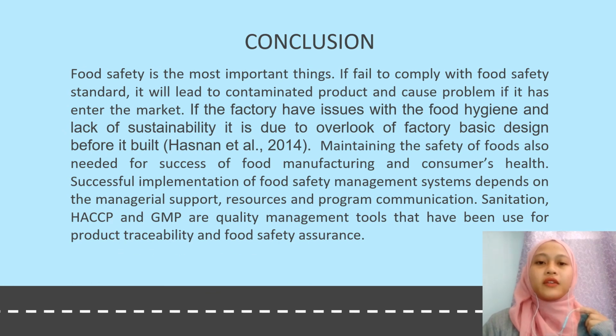In conclusion, in every food industry or manufacturing of food, the most important thing is food safety. If the manufacturer fails to comply with food safety standards, it will lead to contaminated product and cause problems if it has entered the market. So the process of maintaining the safety of food is very important for the success of food manufacturing and also to ensure consumer health. Sanitation, HACCP, and GMP are the quality management tools that have been used for product traceability and also food safety assurance.